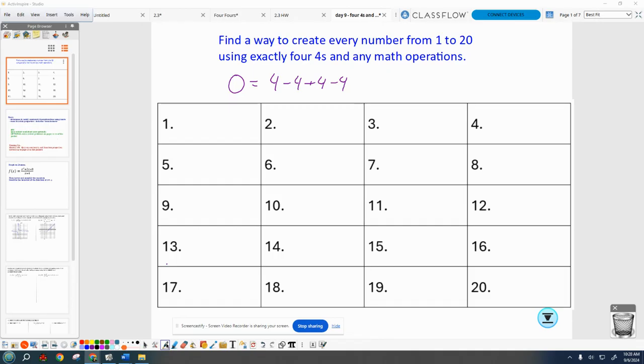Okay, so I'm going to set a timer for 5 minutes. Here are the rules. We want to try and figure out some mathematical way to create all the numbers 1 to 20 using exactly 4 fours and any math operations we want. I did 0, which is not one of the numbers we needed to calculate. I'm going to do 4 minus 4 plus 4 minus 4, it comes out to 0. So with any math operations and exactly 4 fours, how can we create any other number?